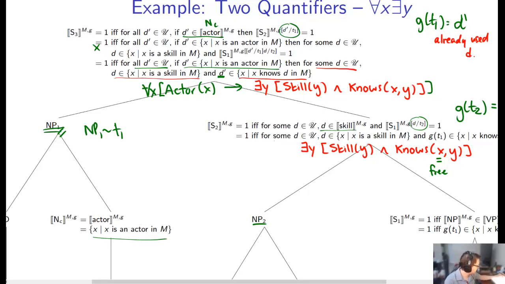So what really has changed here from the line before? Well, we've replaced g of t1 with d prime. And let me just make this box a little bit bigger so you can see for sure there's a d prime there.